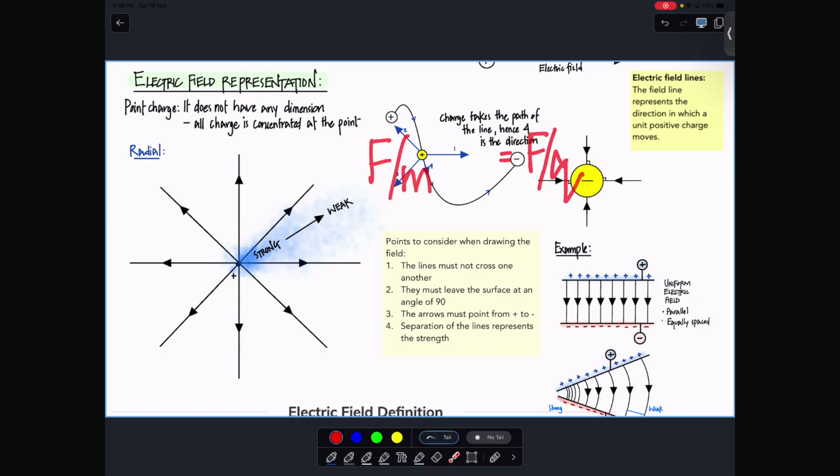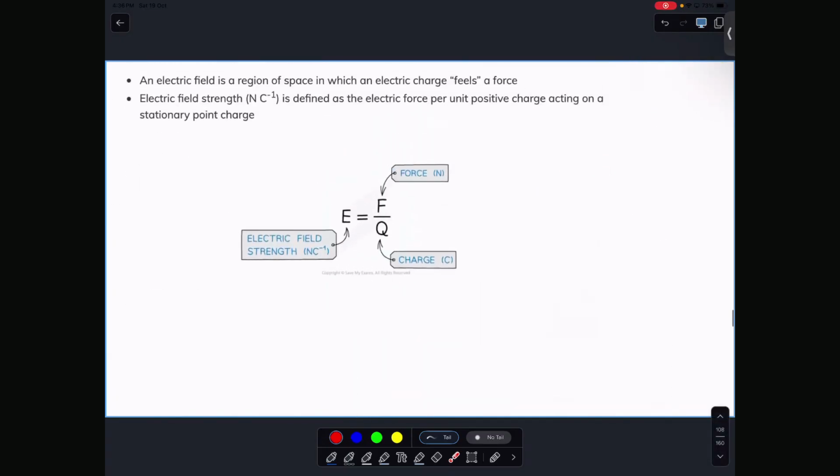And gravitational field strength, the symbol is small g. Electric field strength, the symbol is capital E. So we can't use E for energy anymore. I think I talked about this before. It's either W or Q. W is work done, Q is heat, right? E is not allowed anymore. So E is for what? Electric field strength. Okay. So electric field strength is F by Q.